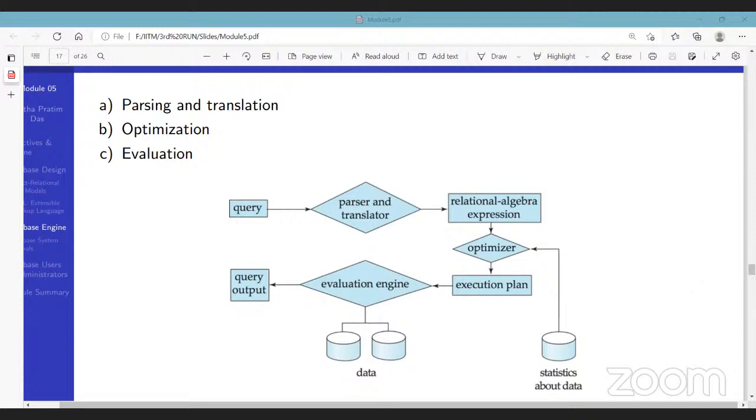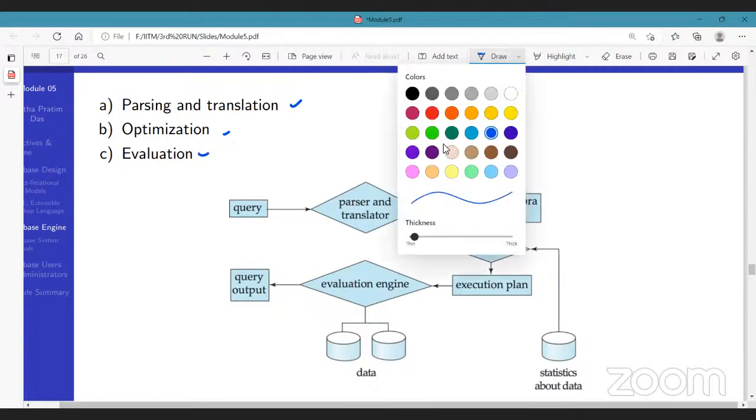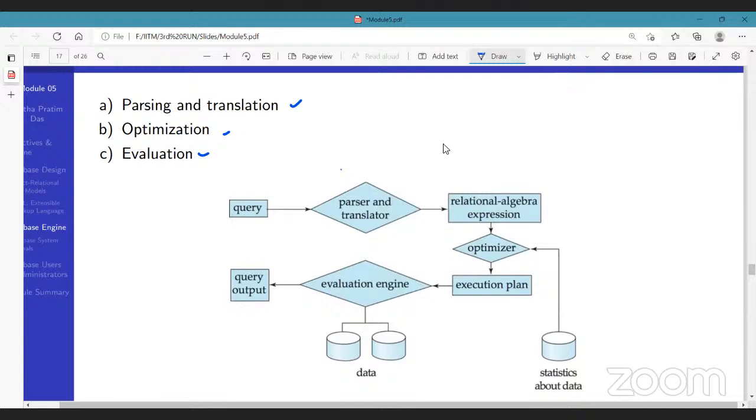Okay, so let's begin with query processing. There are three main tasks in query processing. The first one is parsing and translation, then optimization, and evaluation, right? So what happens is, in the beginning, an SQL query is taken as an input.